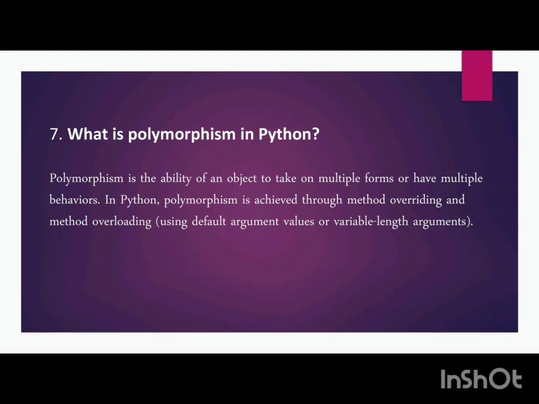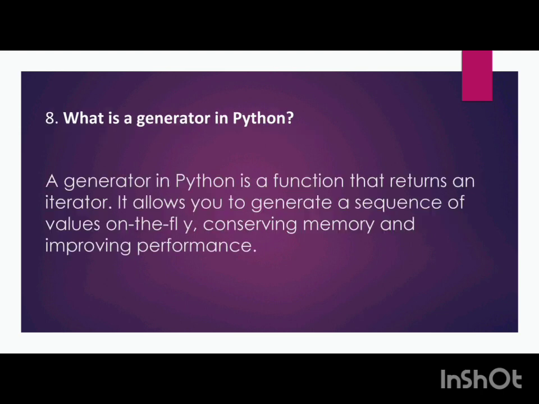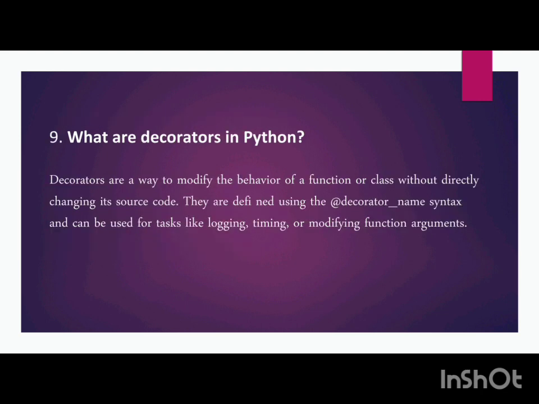Okay, let's move on to the next one. What is a generator in Python? A generator in Python is a function that returns an iterator. It allows you to generate a sequence of values on the fly, conserving memory and improving performance. What are decorators in Python? Decorators are a way to modify the behavior of a function or class without directly changing its source code.